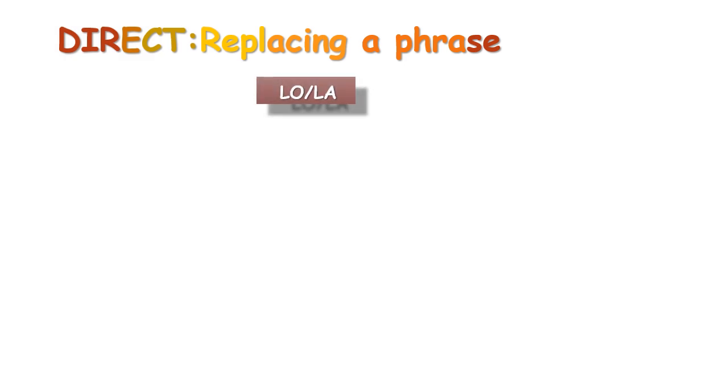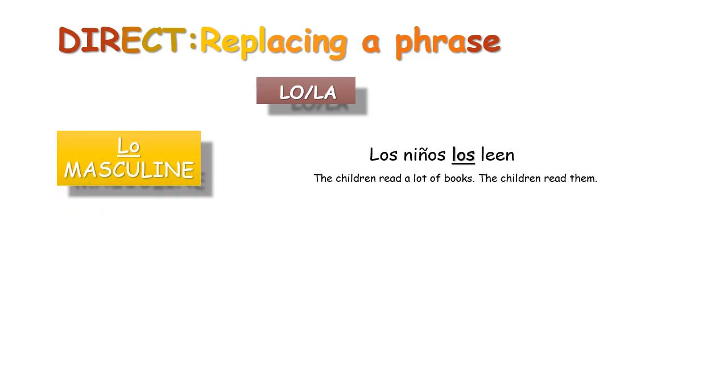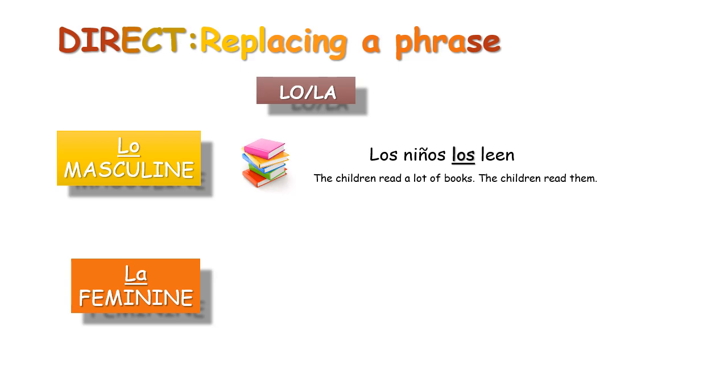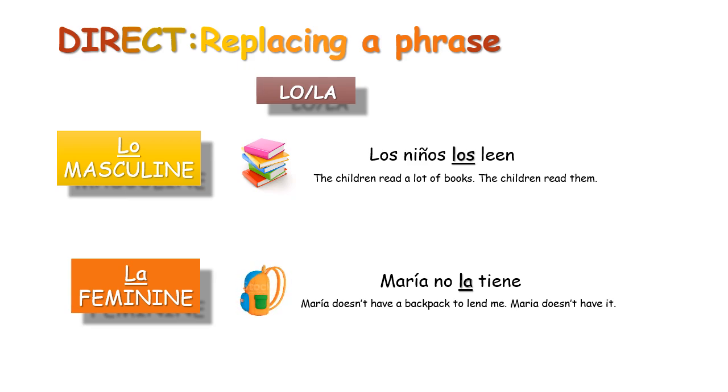When replacing a phrase, same rule, only lo for masculine or la for feminine or in plural. For example, if we are saying that the children read a lot of books, the children read them. So we need to translate it as los niños los leen because we are referring to books, los libros. Or Maria doesn't have a backpack to lend me. Maria doesn't have it. Backpack is la mochila, which is feminine. It will be Maria no la tiene because we are referring to a feminine singular thing.